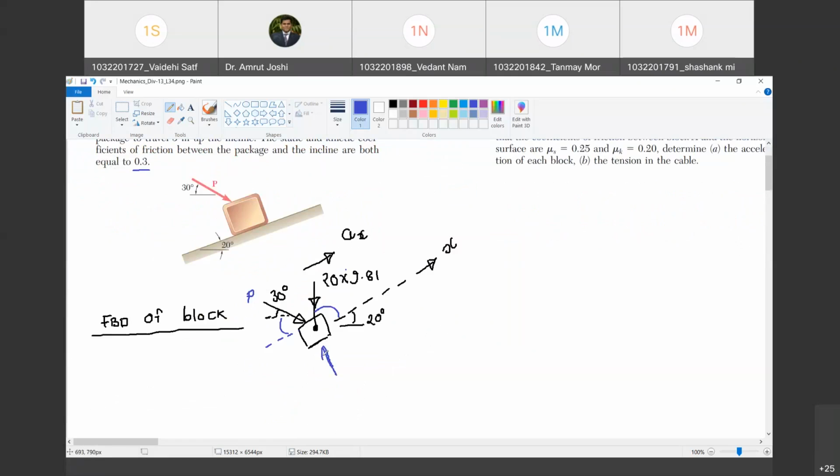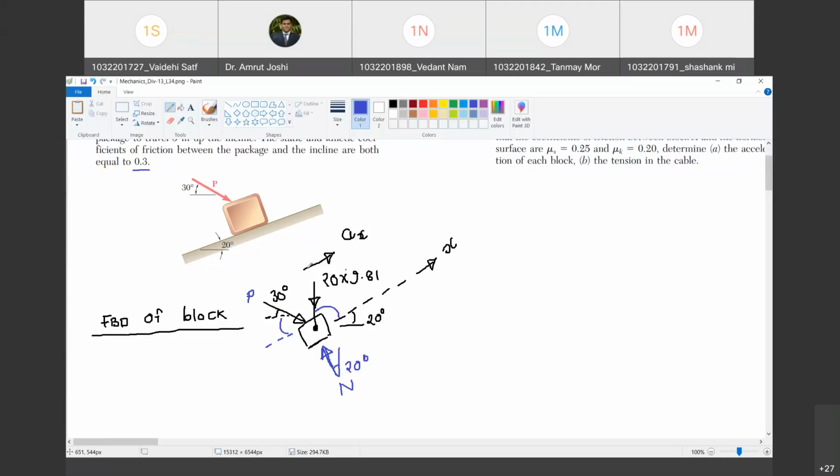Yes, sir. This normal reaction is the reaction offered by the inclined surface on the block normal to it. So therefore, if the surface makes an angle of 20 degrees with horizontal, its normal will make an angle of 20 degrees with vertical. Do you agree with me? Yes, sir. Happy? Yes, sir. Okay. So this is normal reaction N.